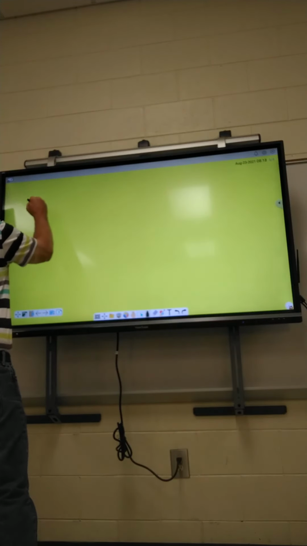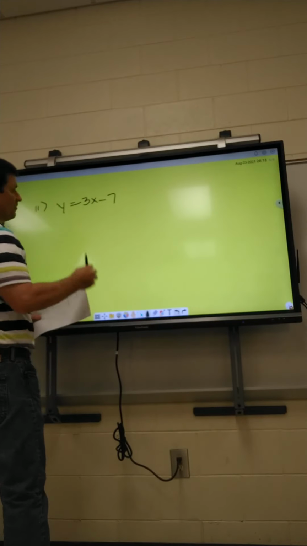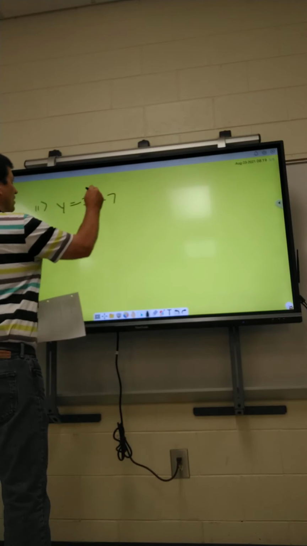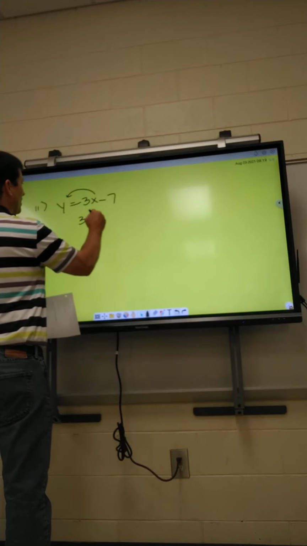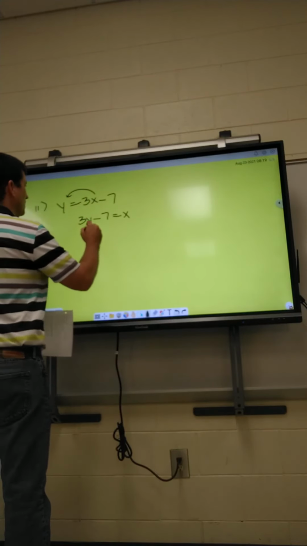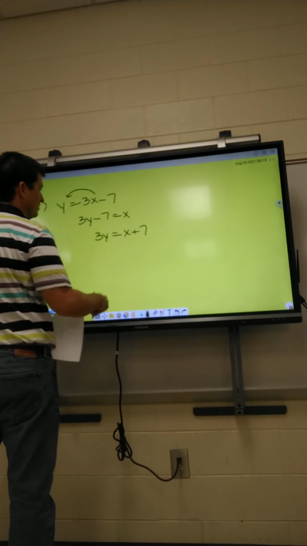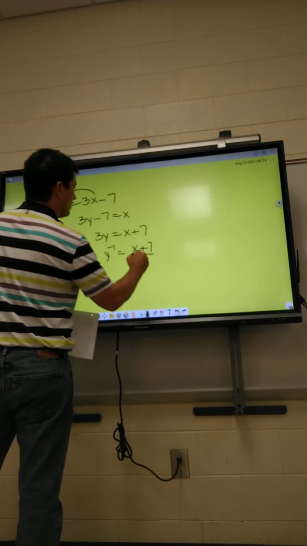All right, first step's already been done. Second step, switch your x and y. So instead of 3x minus 7, it'll be 3y minus 7. Last step, solve for y. Move minus 7 over. That's plus 7, divided by 3. So x plus 7 divided by 3.